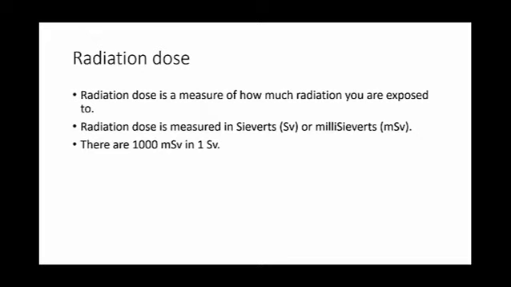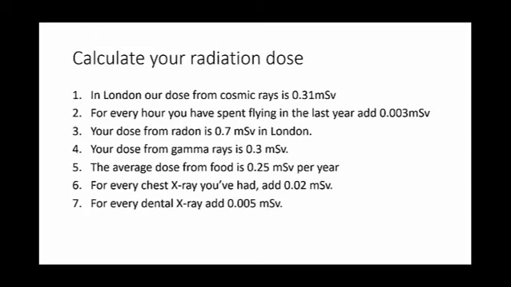How much radiation you're exposed to, the radiation dose, is measured in a unit called sieverts. There are 1,000 millisieverts to 1 sievert, just like there are 1,000 millimeters to 1 meter. So let's have a look at what our radiation dose is. My dose from cosmic rays, I live in London, is 0.31 millisieverts per year. I've not been flying at all, so I don't have to add anything for flying.